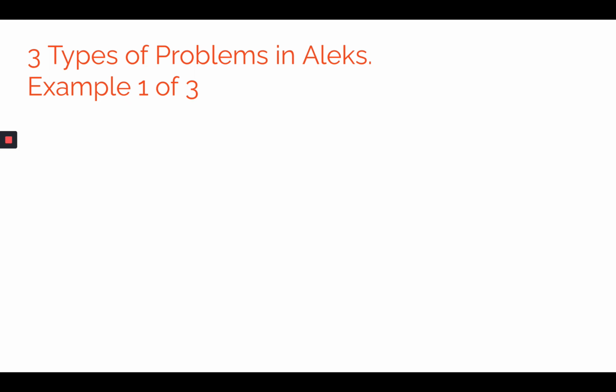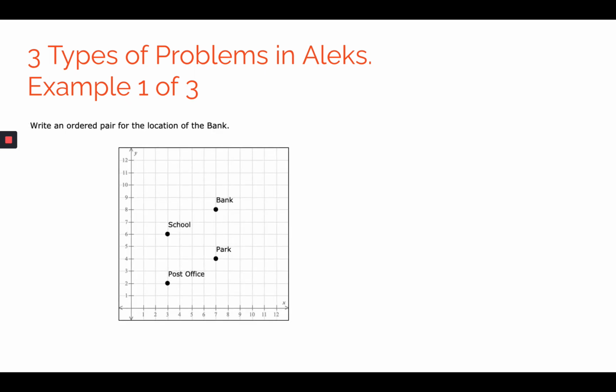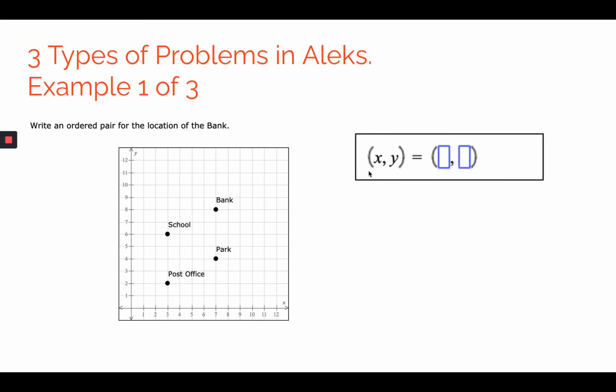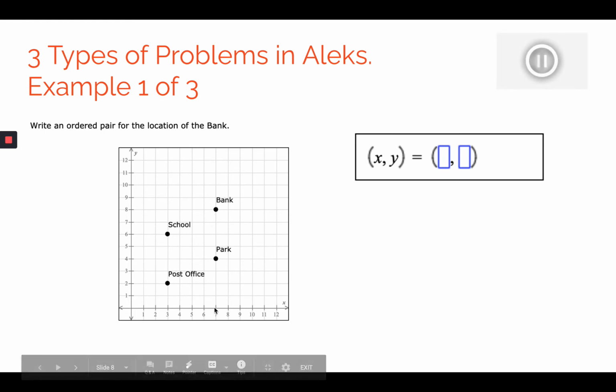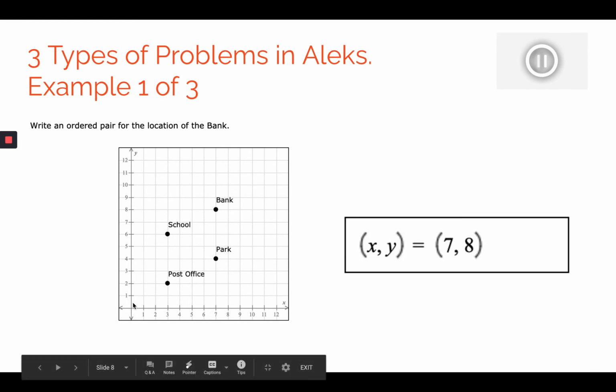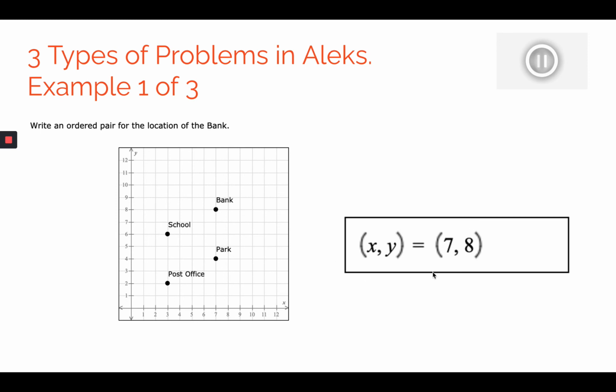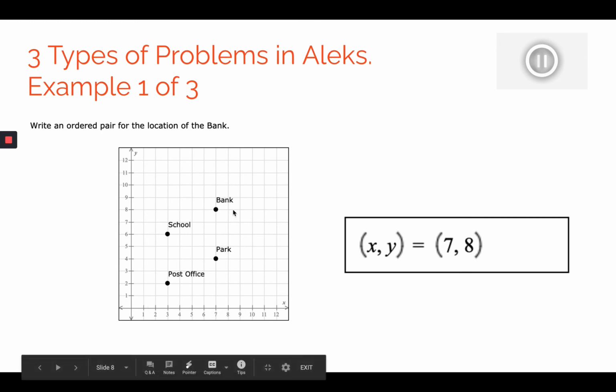So here's example 1 of 3. Again, 3 types of problems in ALEKS. The first type of question is where it's going to ask you to write an ordered pair for somewhere on the coordinate plane. In this case, it asks you to write the ordered pair for the location of the bank. It'll have a little answer key like this, and it wants you to write in at what point the bank is at, x and y. If you want to solve it, this is a good chance to pause your video. All right. You might have noticed x is 7 over, so that gets written first, and the y coordinate is 8. So the answer to this would be 7, 8. 7 over, 8 up. That's the first type of question.